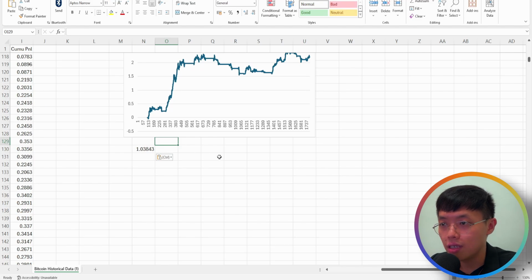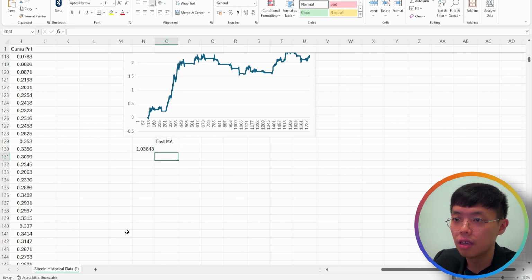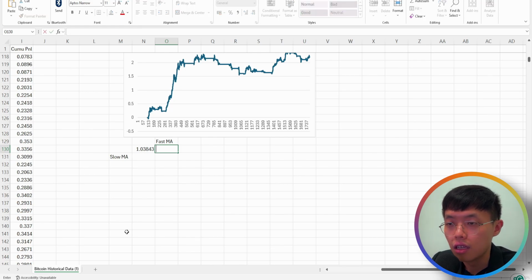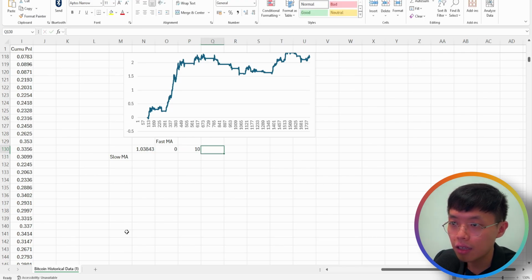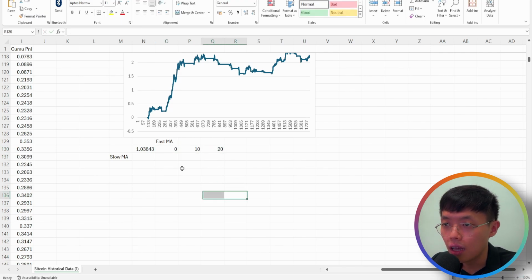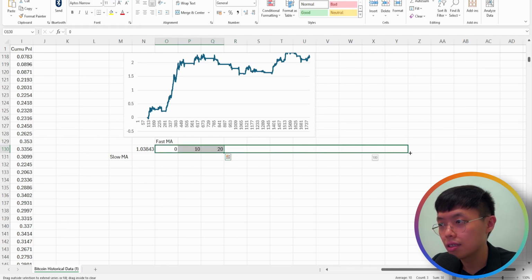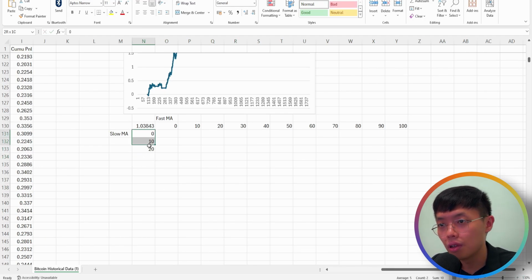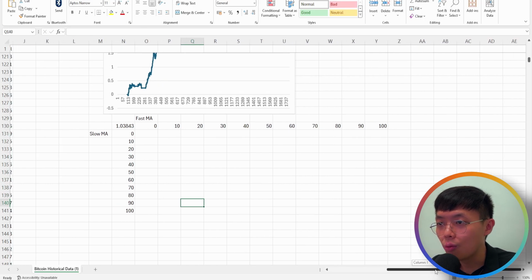So I'm going to put fast MA here and then slow MA here, for my x-axis and y-axis. I'm going to put 0, 10, 20, and apply all the way until 100 for my backtest. Same thing for here, 20, and I'm going to apply all the way to 100. That will be our Sharpe ratio heat map.